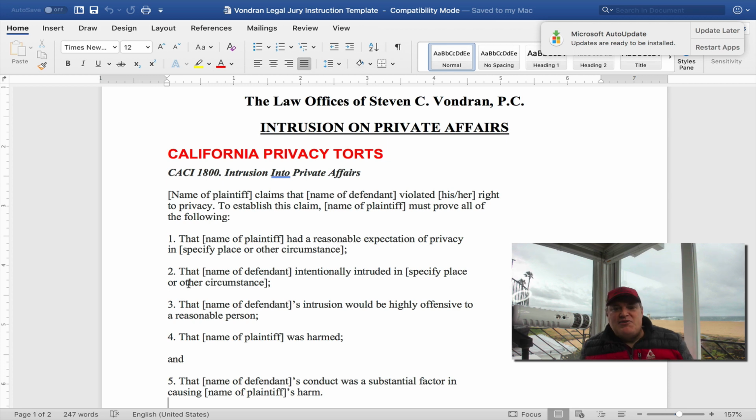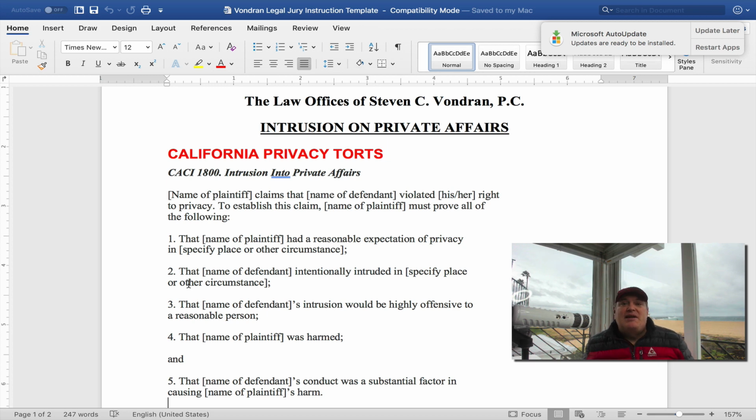Okay, 1, defendant had a reasonable expectation of privacy in some place or circumstance, so you need to be able to have a reasonable expectation of privacy. 2, defendant intentionally intruded. Can't be accidentally walking in; it has to be an intentional intrusion. 3, defendant's intrusion would be highly offensive to a reasonable person. Talk about that in a second.